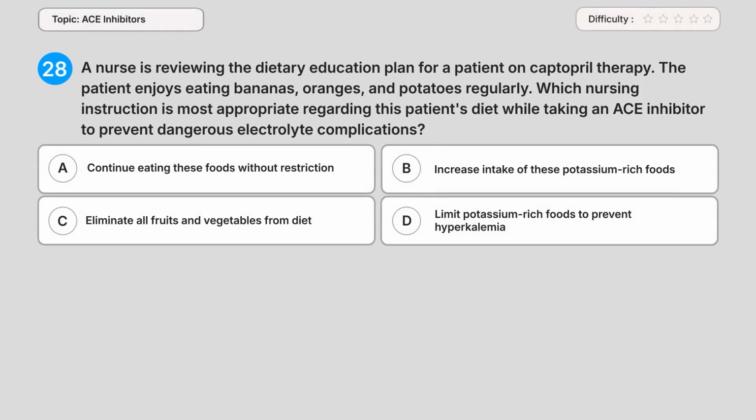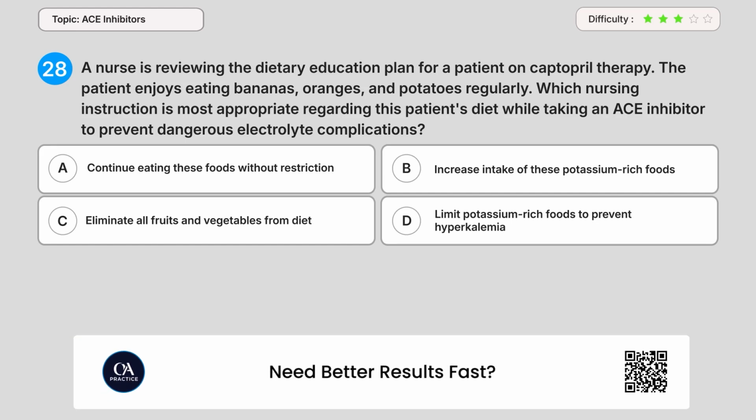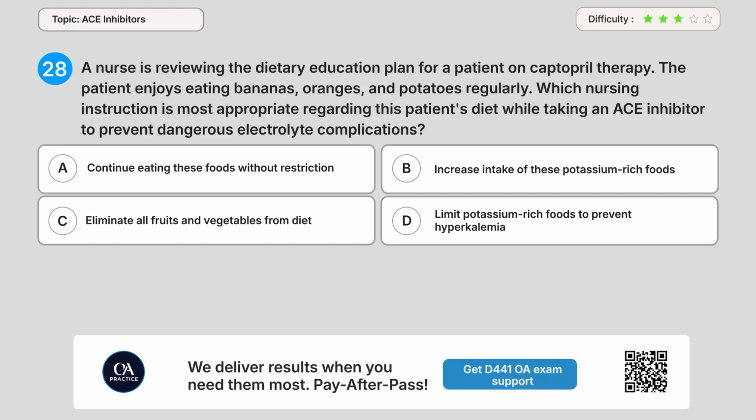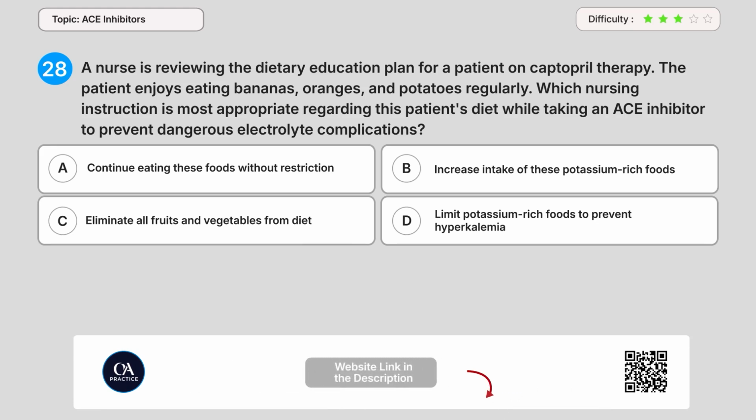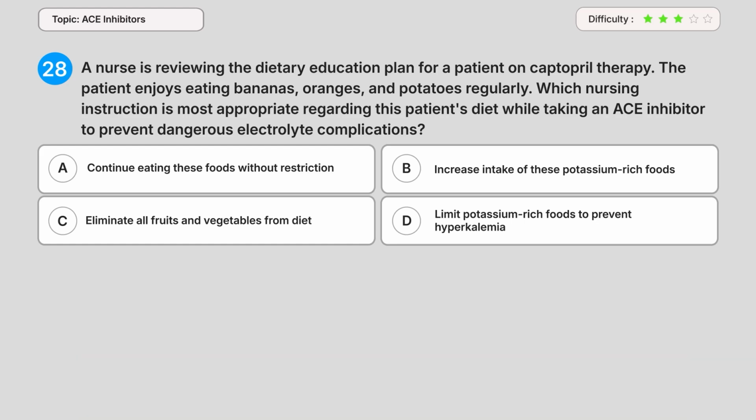28. A nurse is reviewing the dietary education plan for a patient on captopril therapy. The patient enjoys eating bananas, oranges, and potatoes regularly. Which nursing instruction is most appropriate regarding this patient's diet while taking an ACE inhibitor to prevent dangerous electrolyte complications?